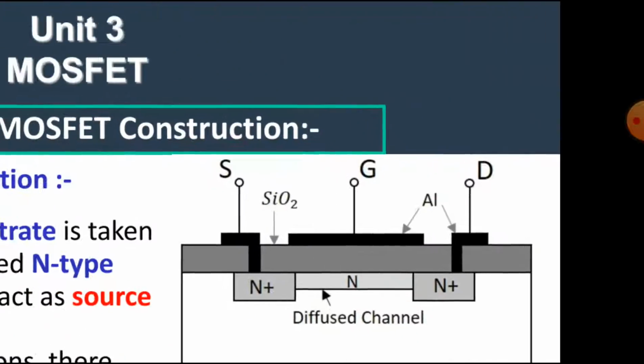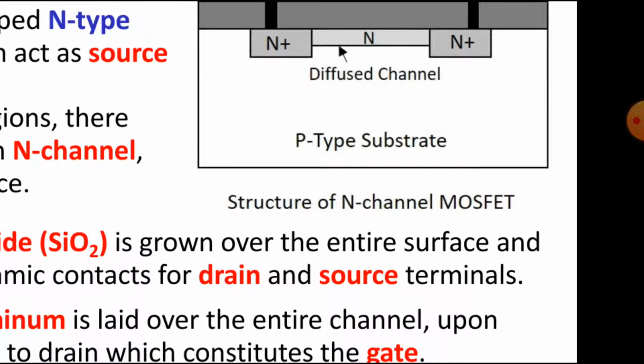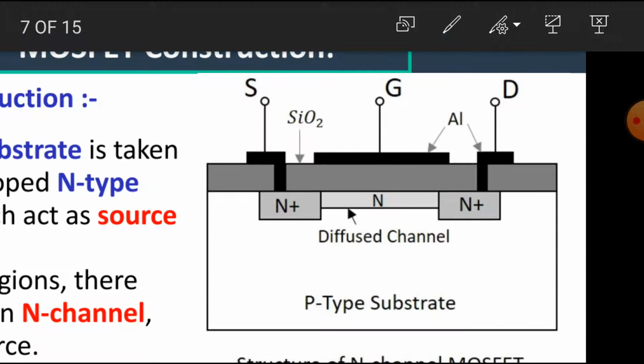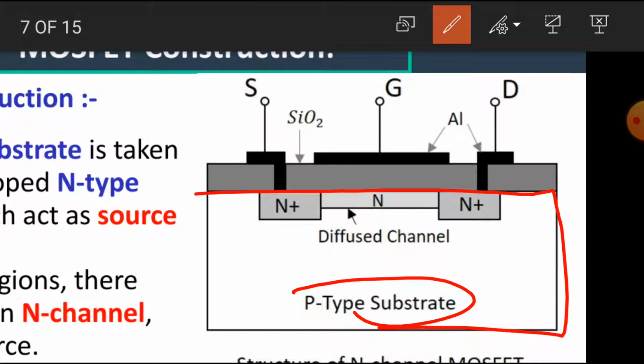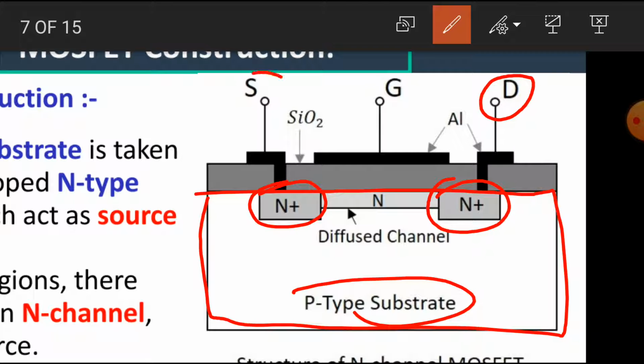Let's see once again the construction of N channel D MOSFET. A lightly doped P-type substrate is taken. On it, two heavily doped N-type materials are diffused. The first one is drain and the second one is source. These two heavily doped N-type materials are connected with the physical channel. This is known as the channel, and it is present physically.